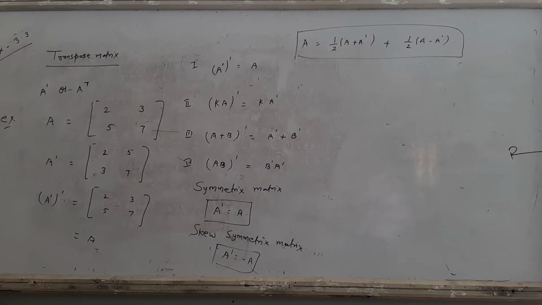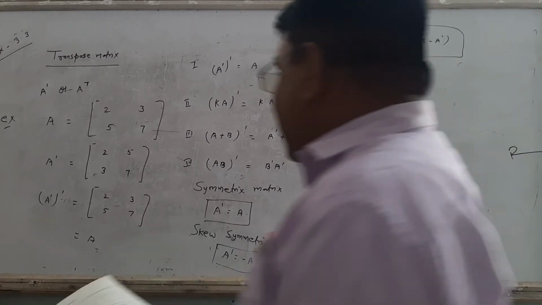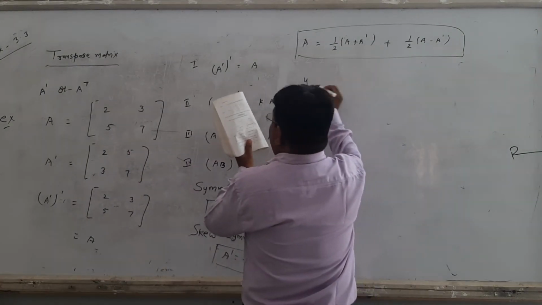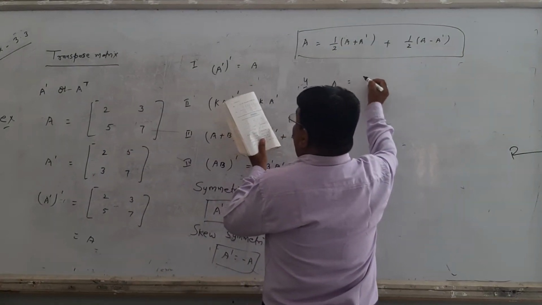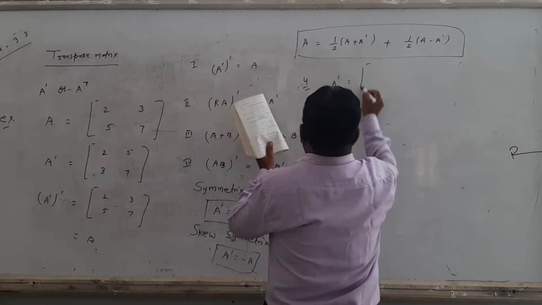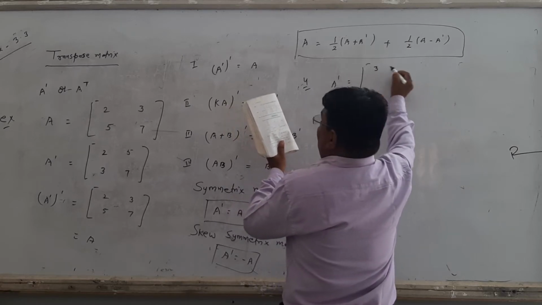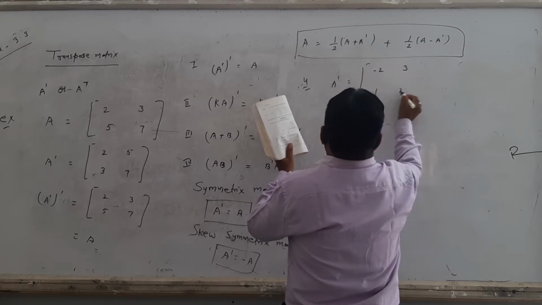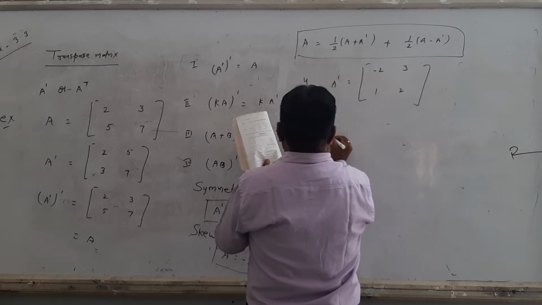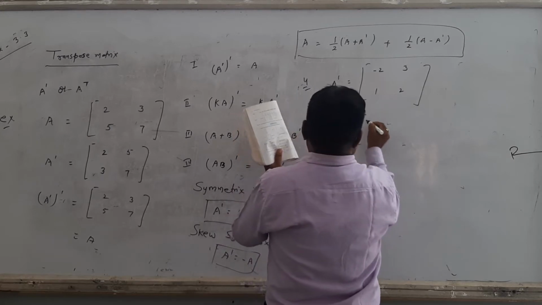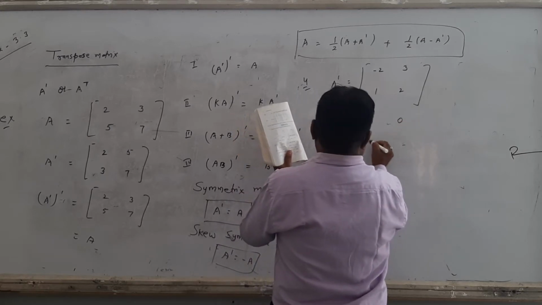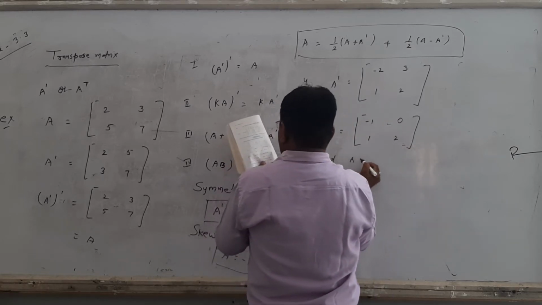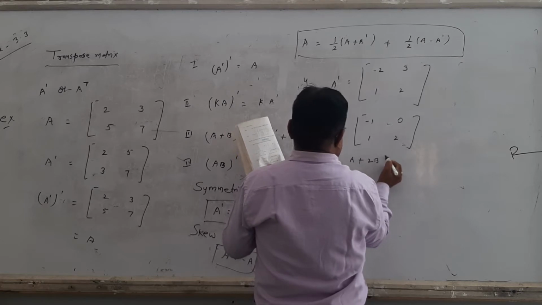For example, a matrix is given, A dash, sorry, given is 3, minus 2, 3, 1 and 2. And now given is another matrix B, minus 1, 0, 1 and 2. And find the value of A plus 2B whole dash.